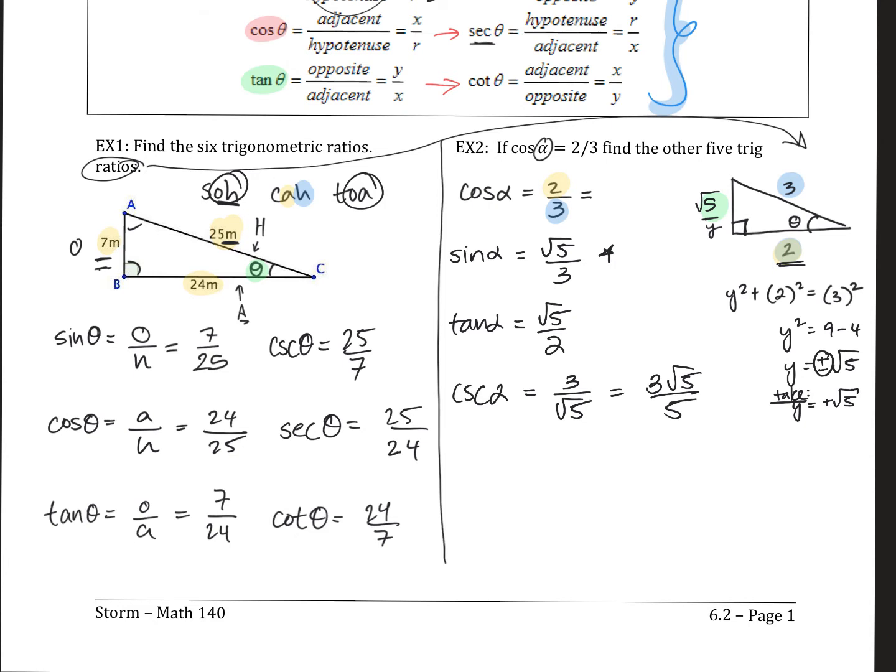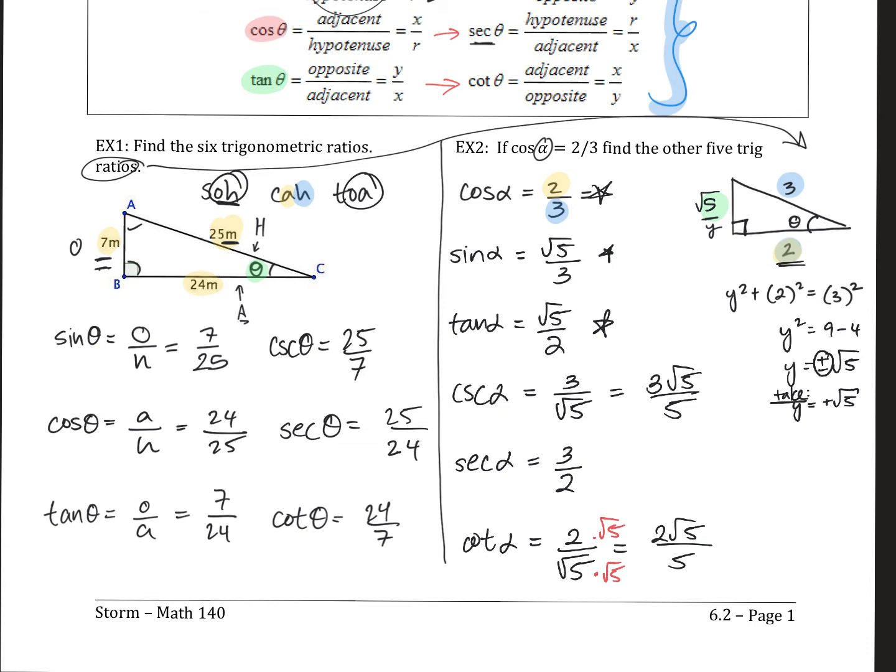And then, who else do we need? We need secant. So secant of alpha is going to equal the reciprocal of cosine, which will just be 3 over 2. And lastly, we need cotangent of alpha, which is going to be the reciprocal of tangent. So that'll be 2 over root 5. Once again, we need to rationalize that root. So multiplying top and bottom by root 5. Notice I didn't show it when I did cosecant, and that's fine. And then we have 2 root 5 over 5. All right.